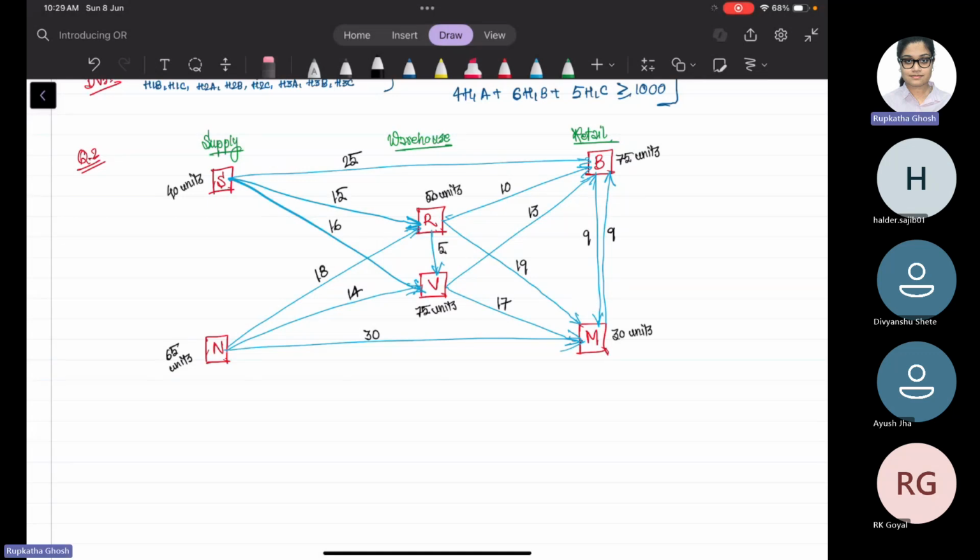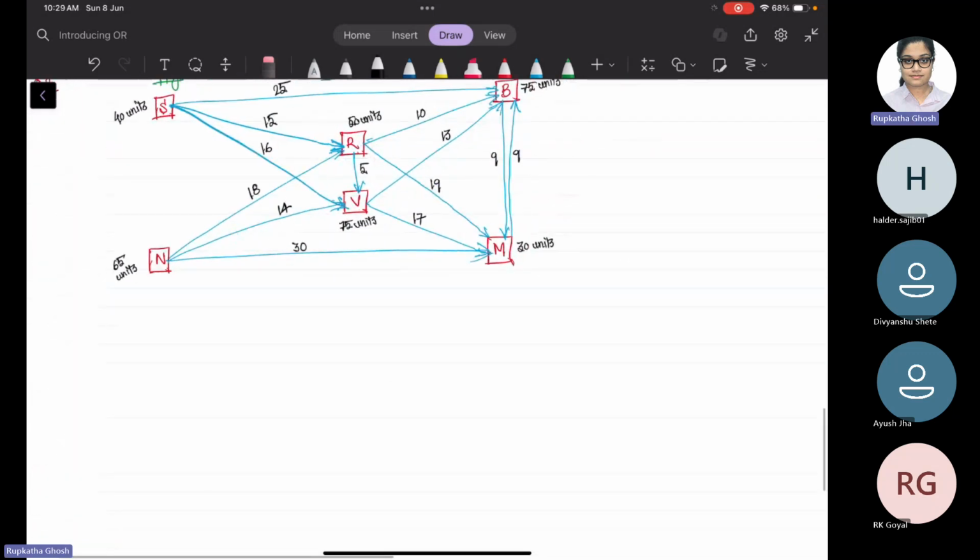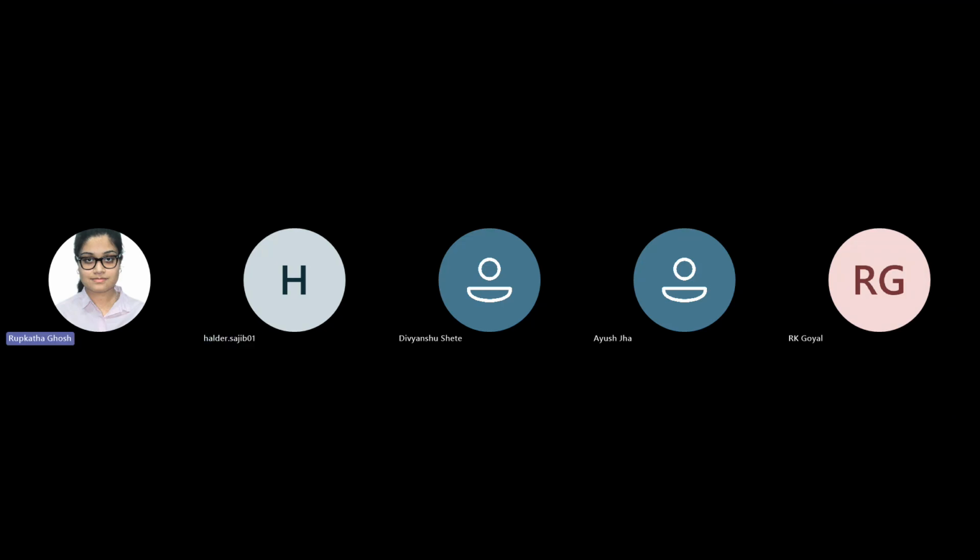So now the question is, what set of shipments will meet the demand at minimum cost? Formulate it as an LP. The first thing we'll do is the verbal formulation. I'm not able to find S to R is 15.